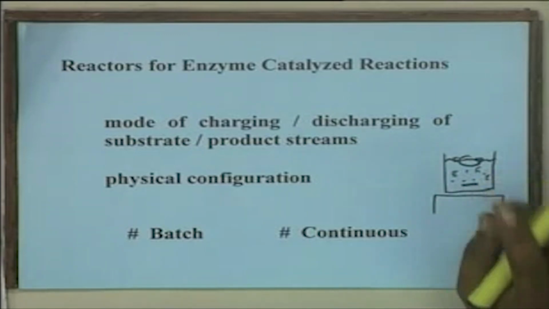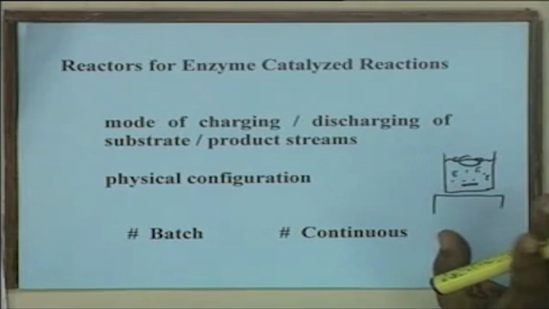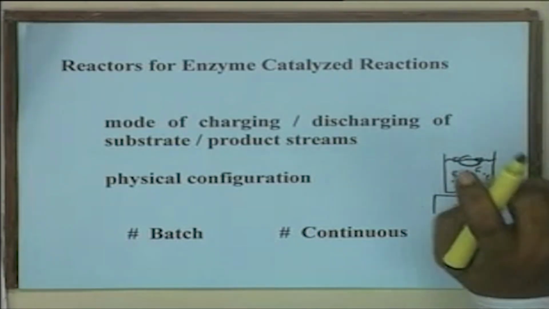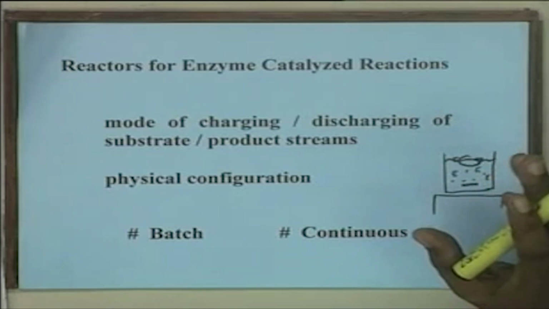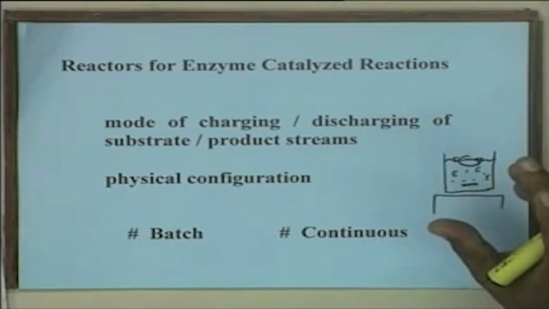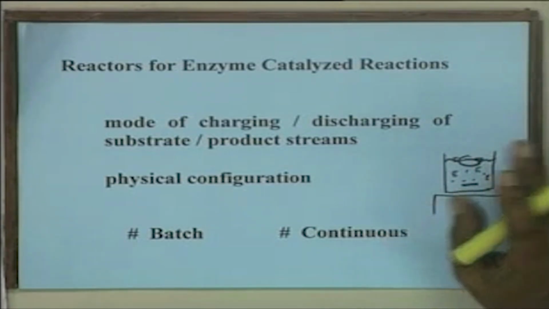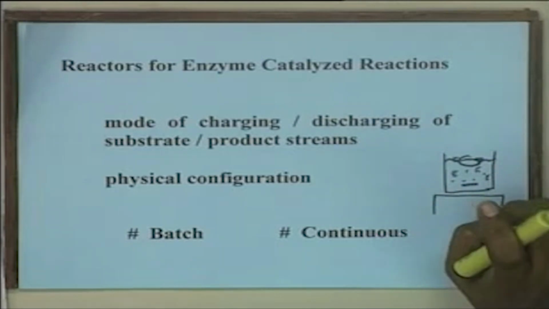Now, basically here the mode of charging and discharging of substrate is once: you initially feed the enzyme as well as the substrate, and at the end of the reaction you take out the final product, and of course the enzyme is mixed with it. If it is a soluble enzyme, that is so; if it is an immobilized enzyme preparation, you can filter it or centrifuge it to recover it back. So that is probably the simplest configuration possible to carry out an enzyme catalyzed reaction.